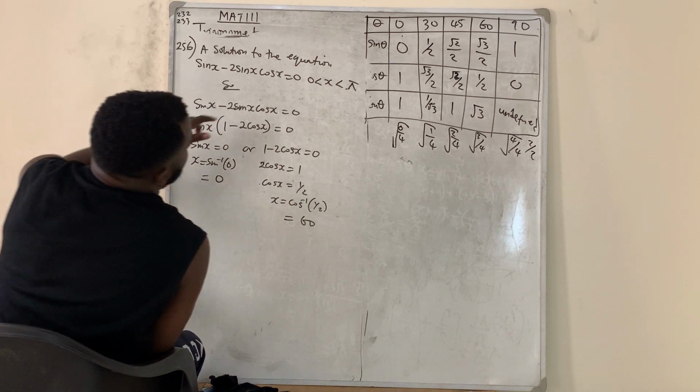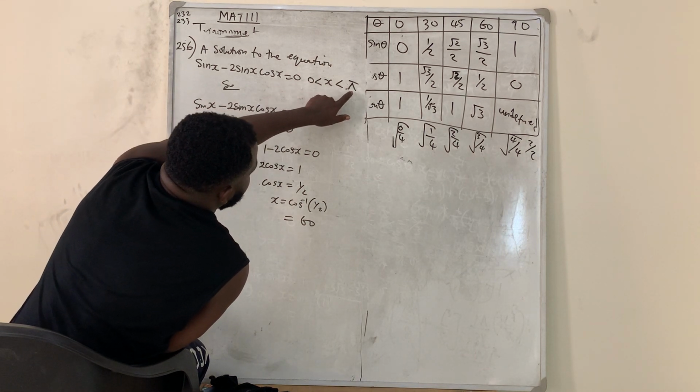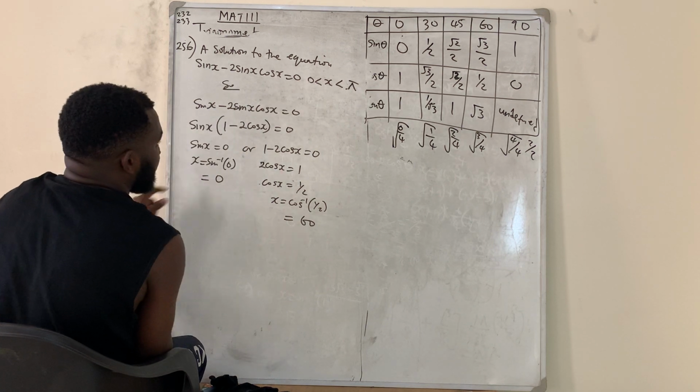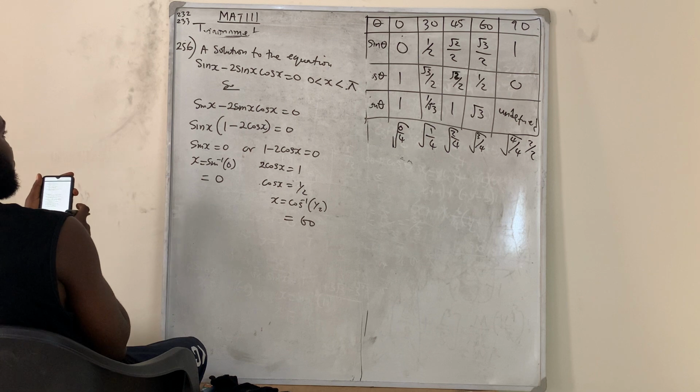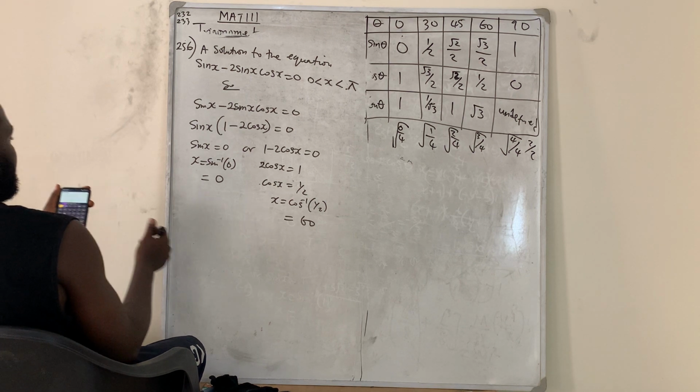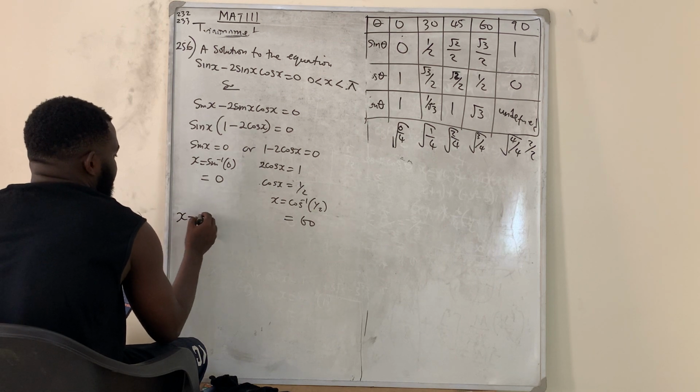But they say that x lies between 0 and 180. But 0 is not among because it is less than, there is no equal to here. So 0 is not among. Find any other thing that can give you 0. Sine 90 is 1. Sine 270 is minus 1. Sine 180 is 0.